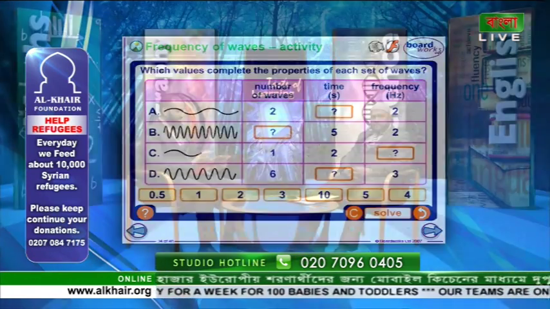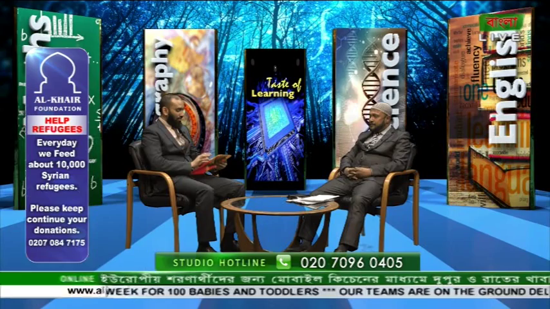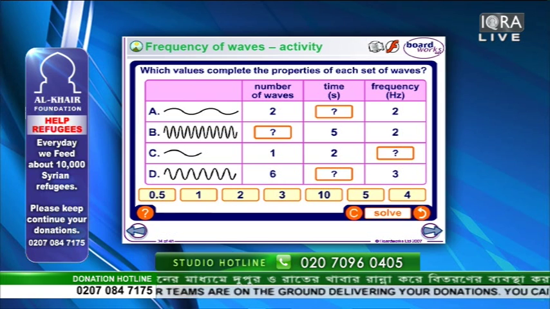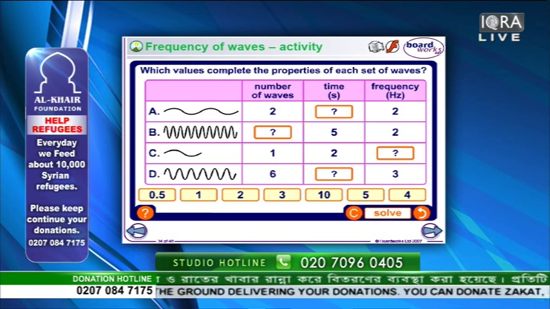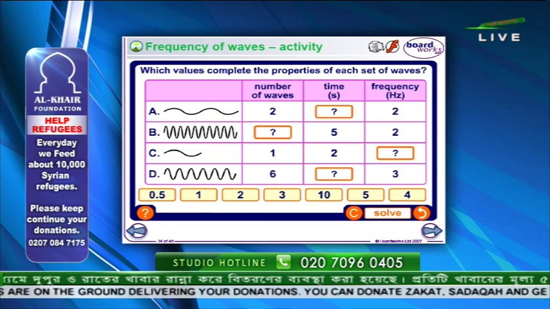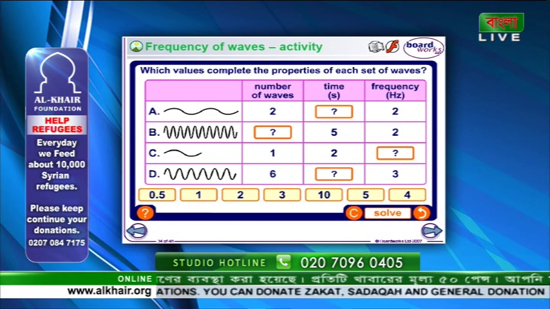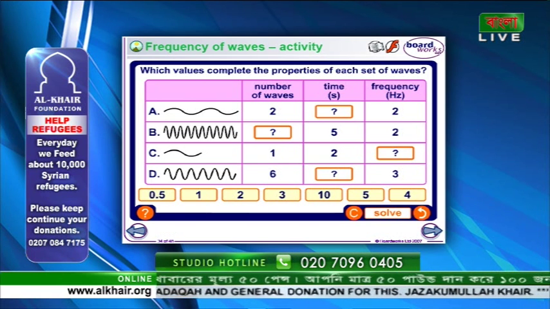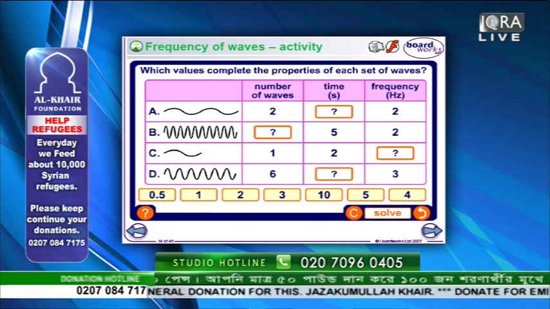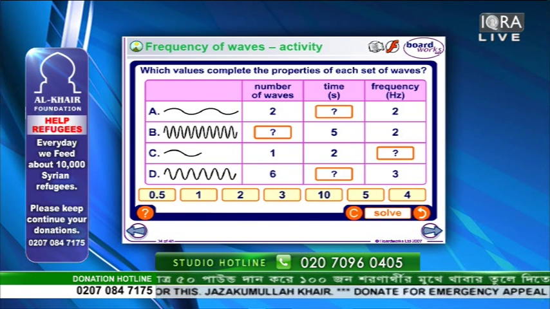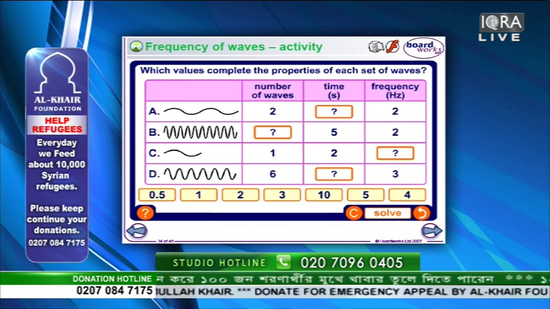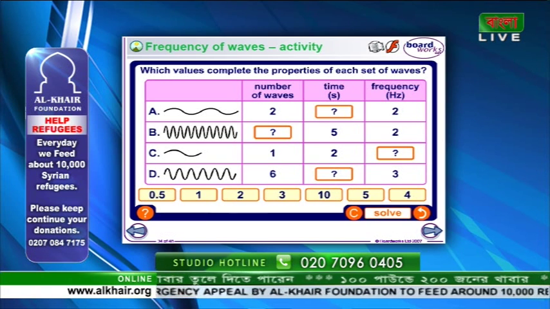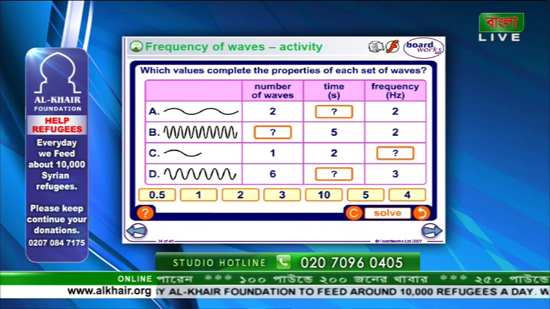So, shall I explain the activity? Yeah, please. So the first one, A, the question here is, what time does this picture show? In this picture, I can see that there are two waves and it has a frequency of 2. So what time span am I measuring there in A? In B, I have to decide how many waves there are. Here, the time is 5 seconds and the frequency is 2. So how many waves are there going to be in this time frame of 5 seconds?